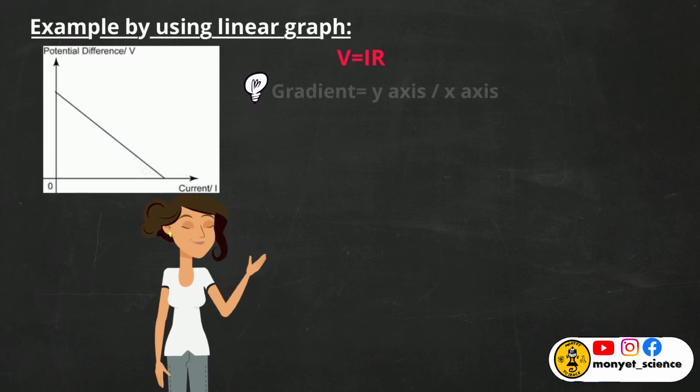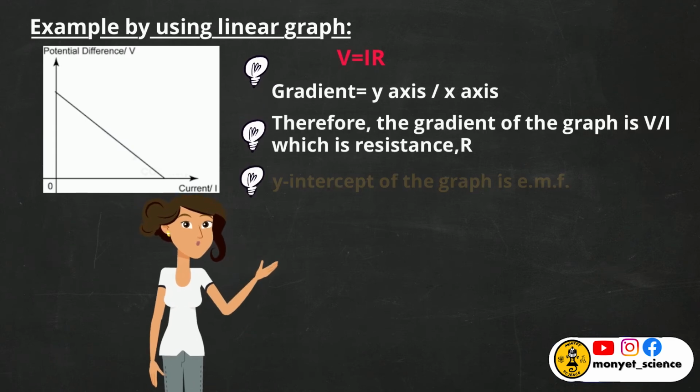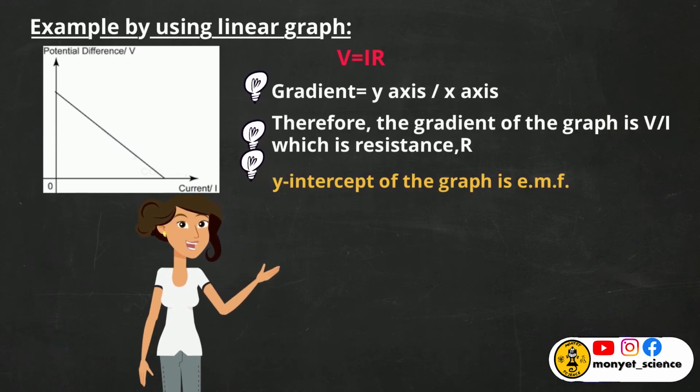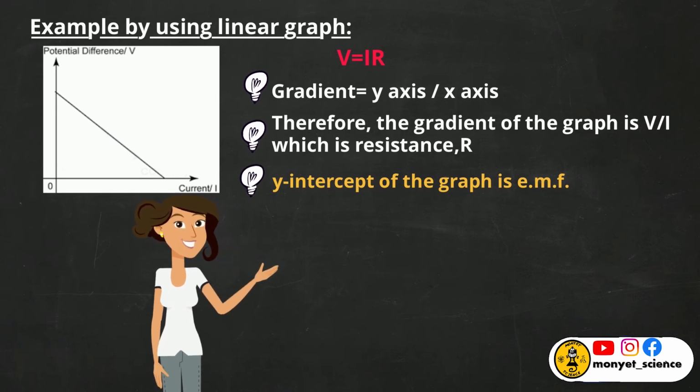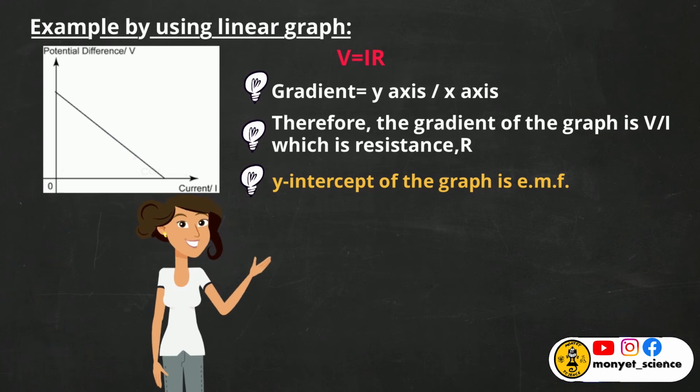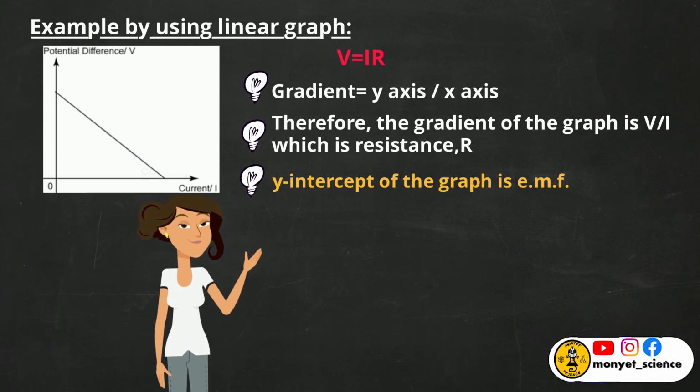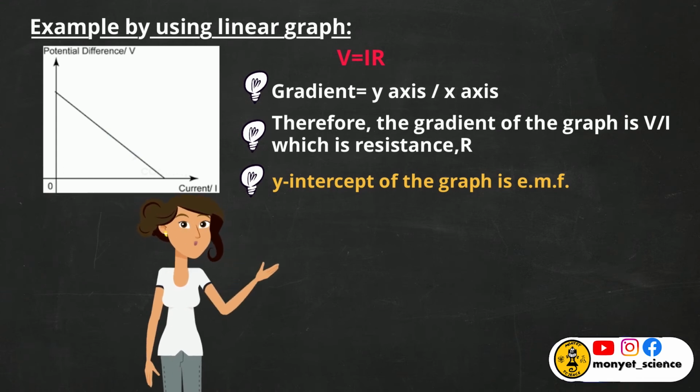Let's solve this example by using a linear graph. We know that V is equal to E minus Ir and that the gradient of a graph is equal to the y-axis over x-axis. Therefore, the gradient of the graph is V over I, which is the resistance r. The y-intercept of the graph is the EMF.